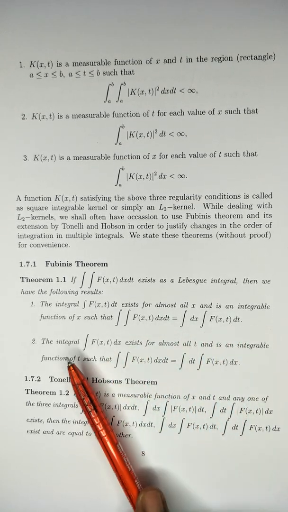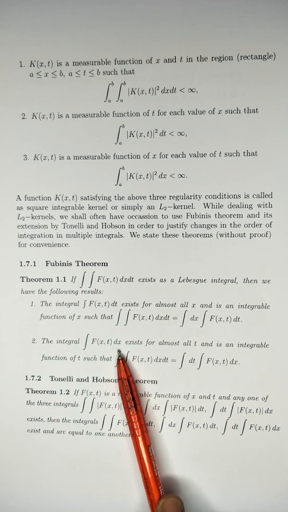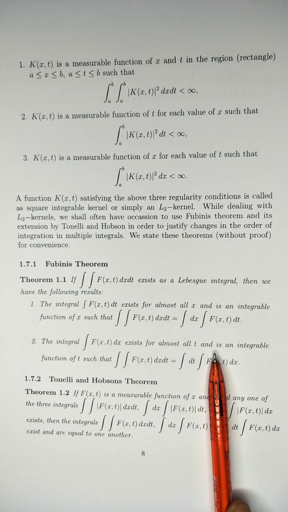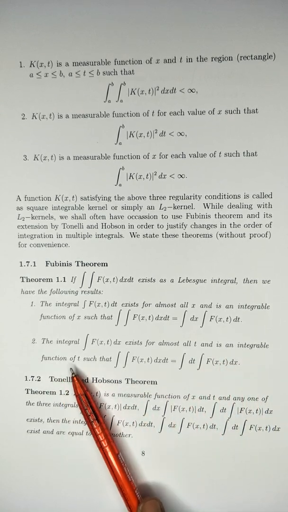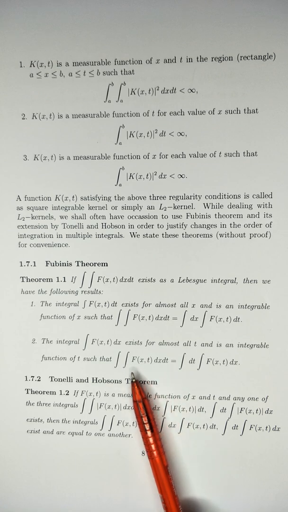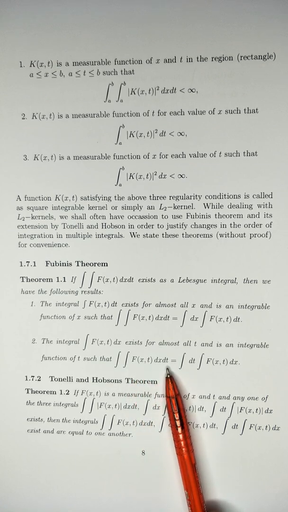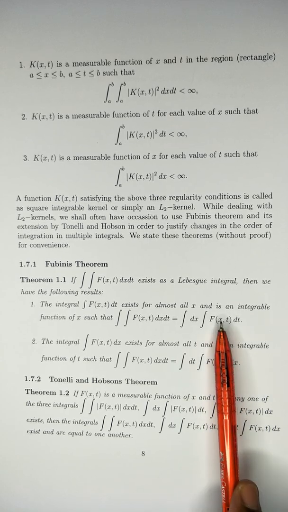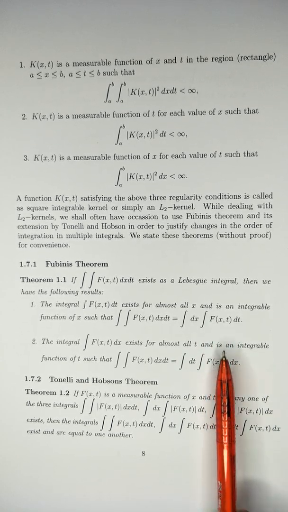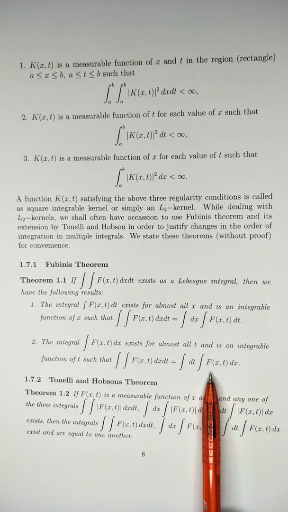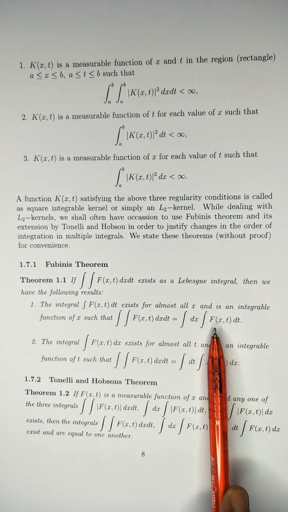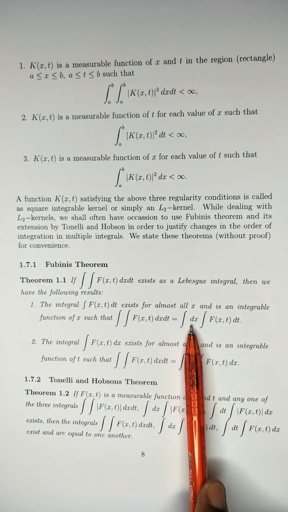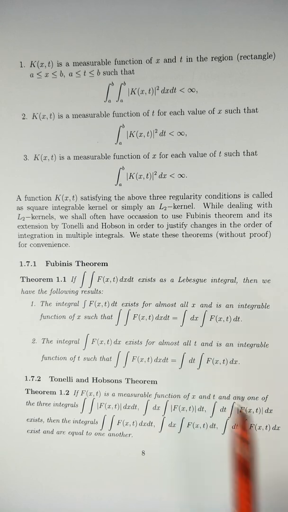And if the integral with respect to x exists for almost all t and is an integrable function of t, then the double integral of f dx dt can be evaluated in that order. Look at the difference between these two. What we do here is change the order of integration. This one we integrate with respect to t, then x; in this case with respect to x, then t.